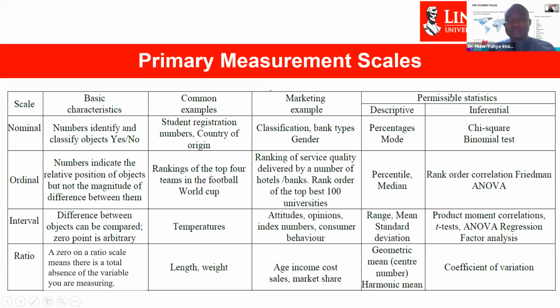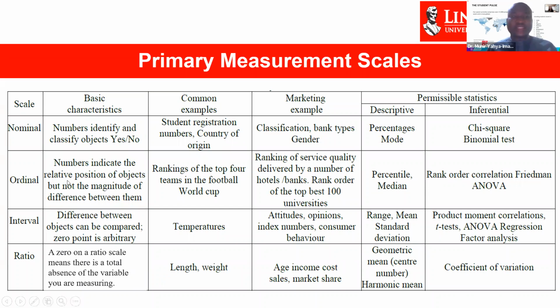And what are the permissible statistics that can be carried out on a nominal scale? For descriptive, you can use percentages and mode. And for inferential, you can use chi-square or binomial test. Another scale is ordinal. What are the basic characteristics of an ordinal scale? Numbers indicate the relative position of objects, but not the magnitude of differences between them. Now, a common example of an ordinal scale could be rankings of the top four teams in the Football World Cup. A marketing example in this regard could be ranking of service quality delivered by a number of hotels or banks, or the rank order of the top 100 universities.